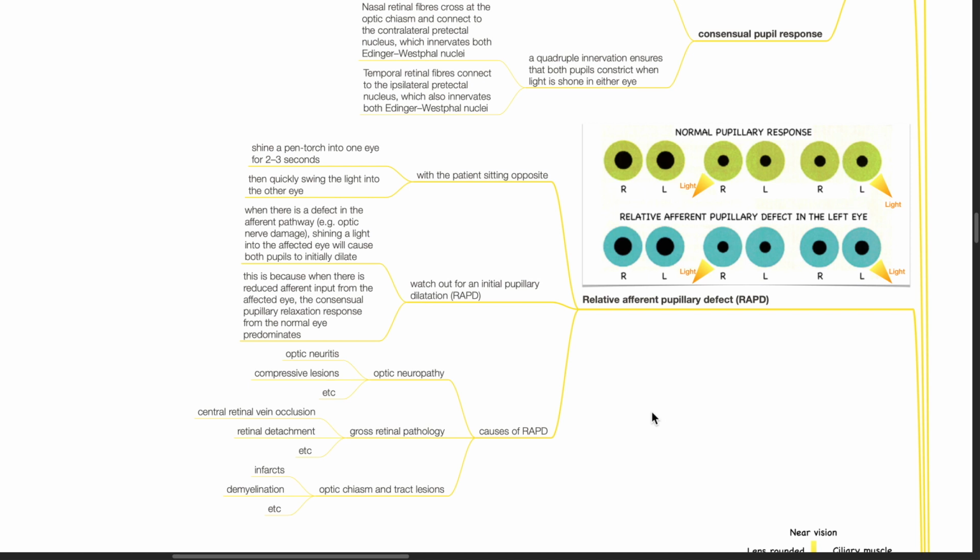Gross retinal pathology, such as that caused by central retinal vein occlusion, retinal detachment, etc. Optic chiasm and tract lesions, such as that caused by infarction, demyelination, etc.